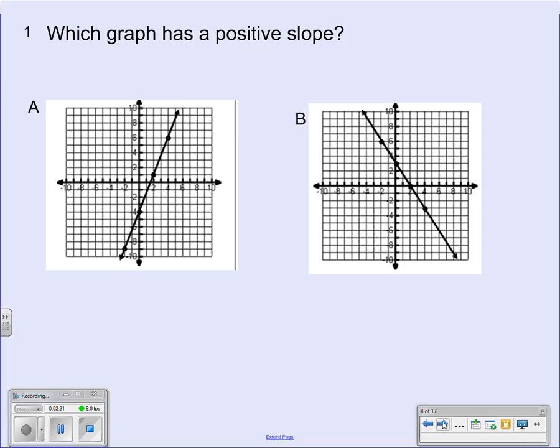If I look at A, its slope is, again, how it changes from one point to the next. I can look at the graph and see that this is increasing or going upward when I read it left to right. So this is increasing. This means it has a positive slope. So our correct answer is A. If I look at B, reading from left to right, it is decreasing, and so it is going to have a negative slope.